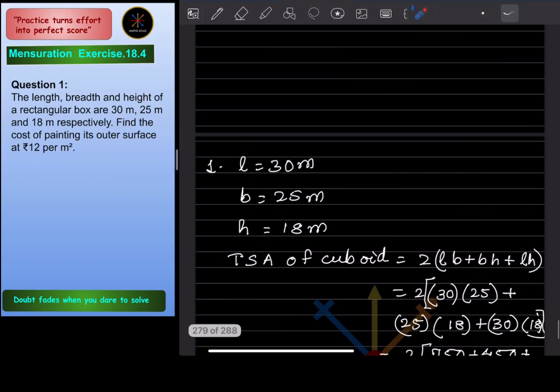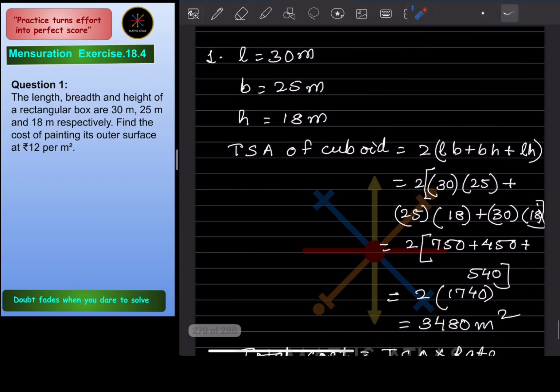Let us start with the new exercise. The dimensions are given as length 30 meters, the breadth is 25 and the height is 18, and you have to find the cost of painting. Before finding that, since it's given at the rate of rupees 12 per meter square, that means you have to find the area.